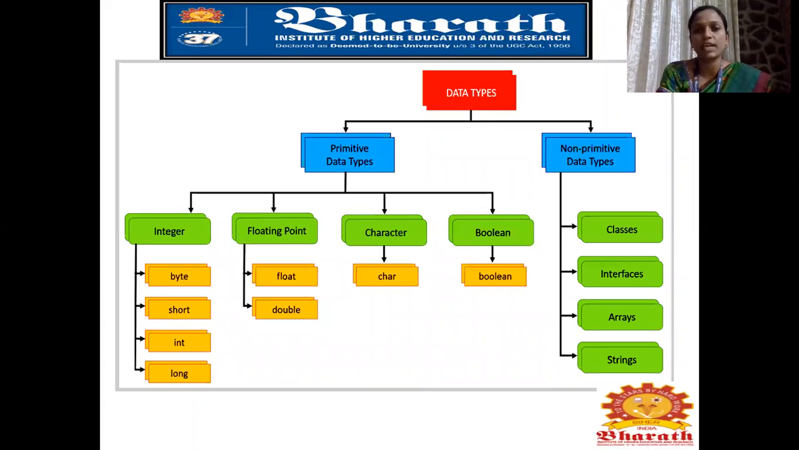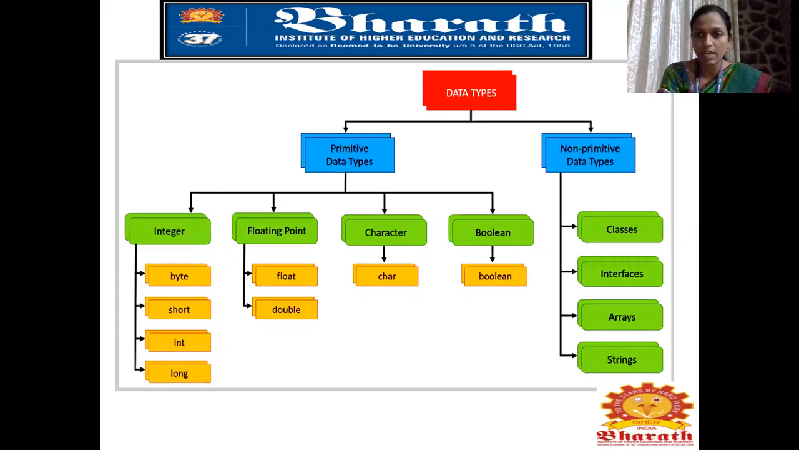Look at the diagrammatic representation. So you can easily explain the primitive data types and non-primitive data types. Primitive data types: integer, floating point, character, Boolean, all come under primitive data types. In the integer, we have byte, short, int, long. Integer means it's a whole value. Long means if it is long, then we will declare it as long. Floating point: if it is a decimal value, we will declare it as floating point.